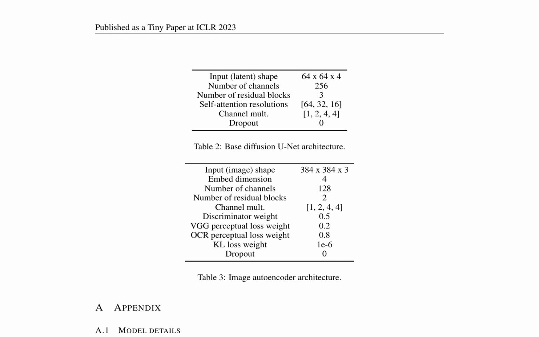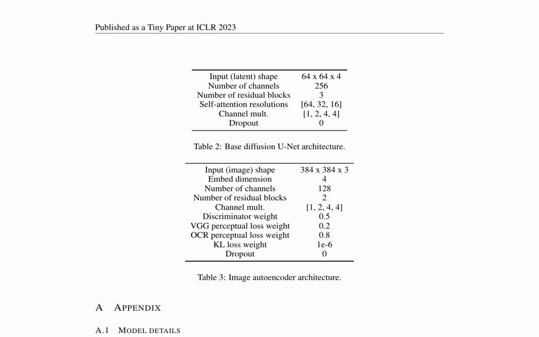The image autoencoder is designed to compress images into a latent representation, allowing the diffusion model to train faster and preserve essential details. This autoencoder is trained using a combination of KL loss, VGG perceptual loss, and OCR perceptual loss, following the adversarial procedure outlined in VQGAN.